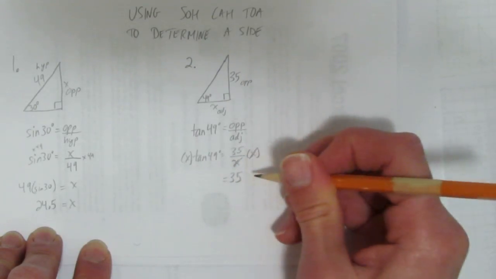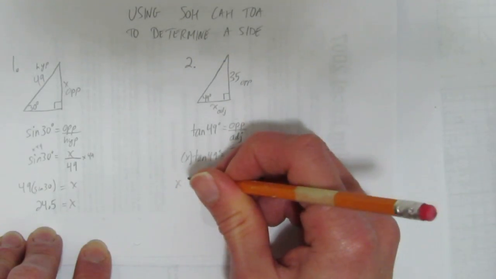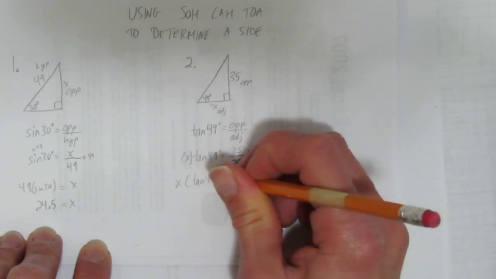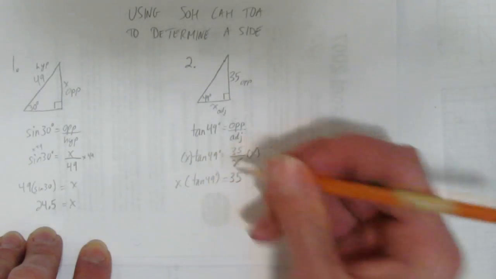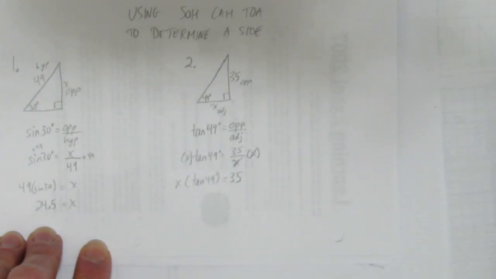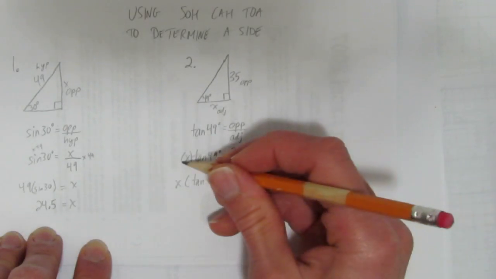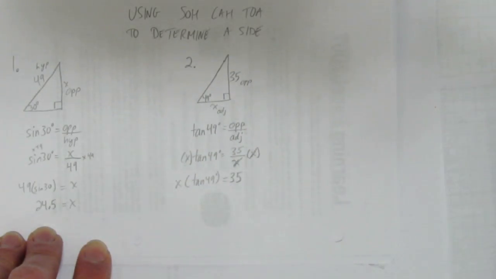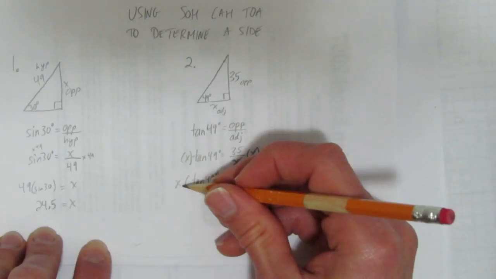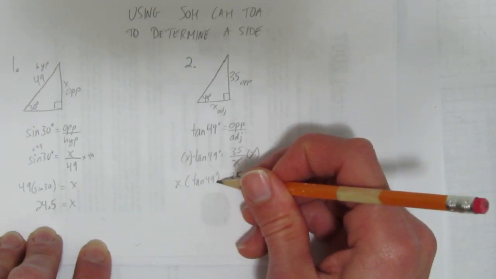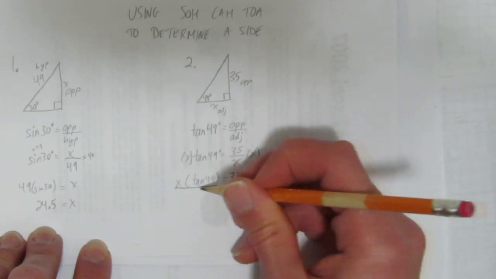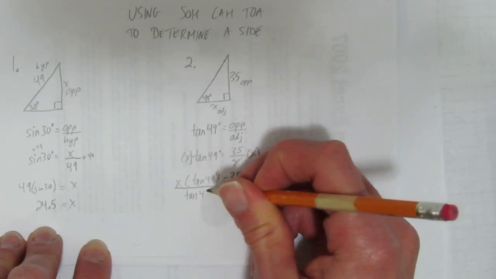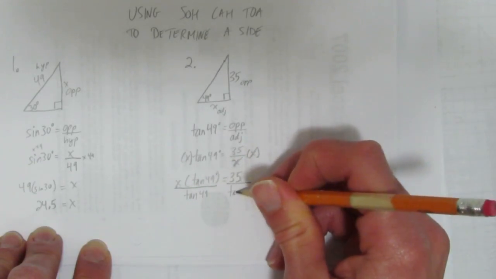You get 35 on the right, and x times the tangent of 49. Could have kept the brackets here, but didn't need to. Could have put them there. It's optional. As long as one of them had brackets, I'm happy. So I got my x out of the denominator by timesing both sides by x. Now I just have to get x by itself. X is being times by tan 49. What's the opposite of times? Dividing. So I'm going to divide by tan 49 on both sides.